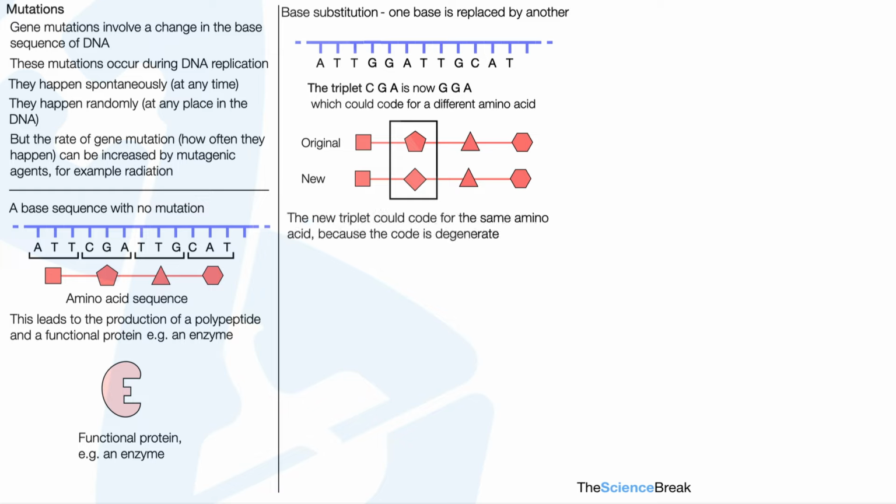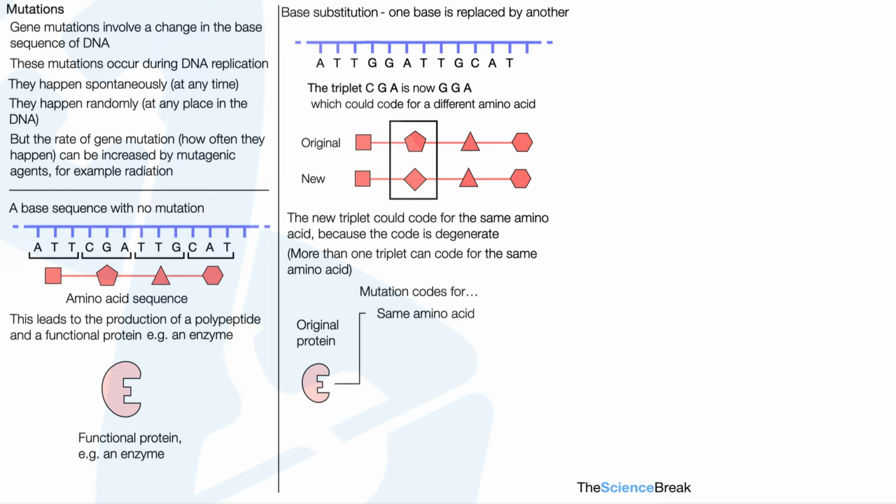Remember though, the new triplet could code for the same amino acid because the code is degenerate. This means more than one triplet can code for the same amino acid. However, there are various things that can happen as a result of a base substitution mutation. So here's our structure of our original protein. If a mutation codes for the same amino acid, the result is we're going to have a new protein that is exactly the same as the original protein.